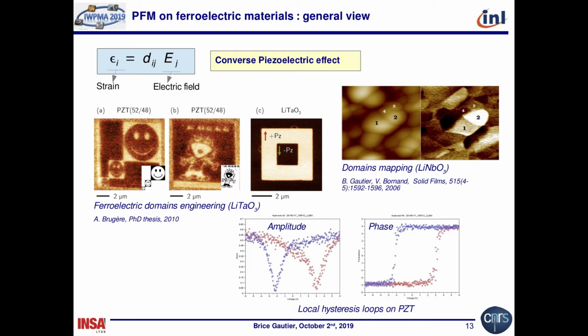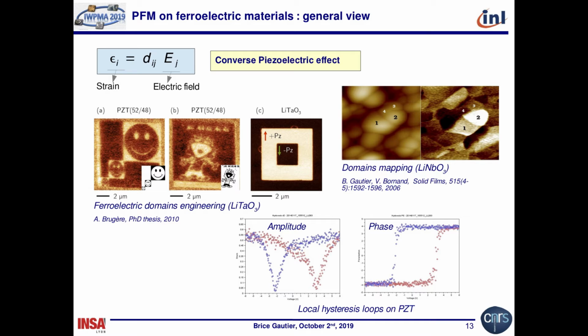Just remember that you are not measuring remnant polarization. You are measuring piezoelectric vibration. So the hysteresis loop looks like this if you just record the phase. So 180 degrees there, 0 degrees there, and a fast switching between the two states.